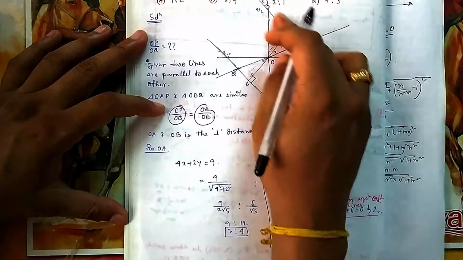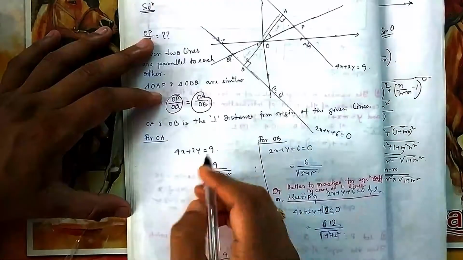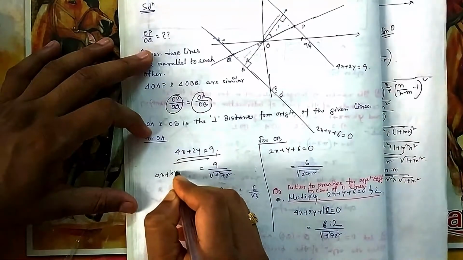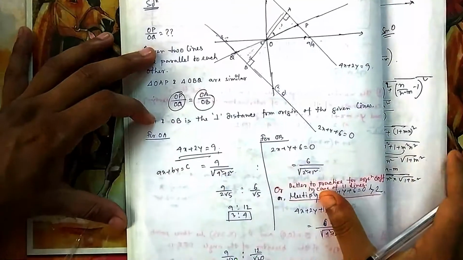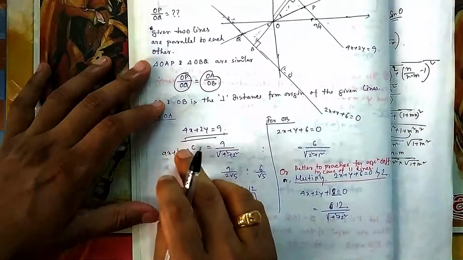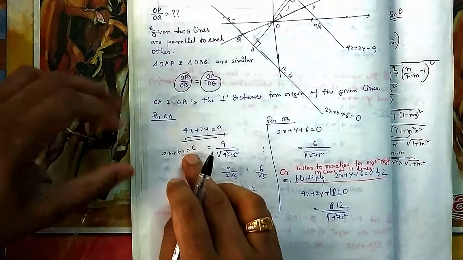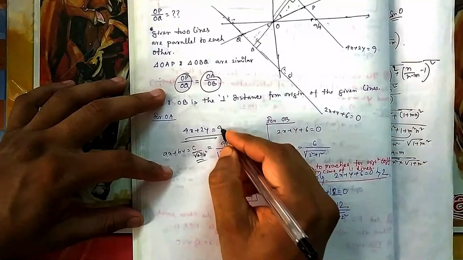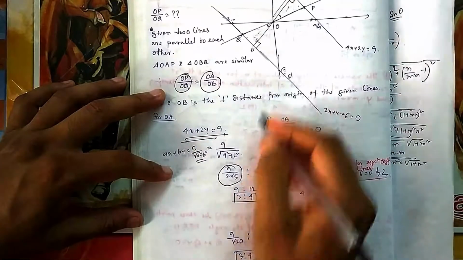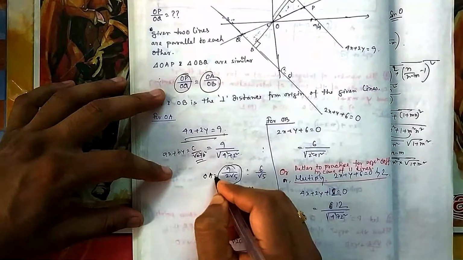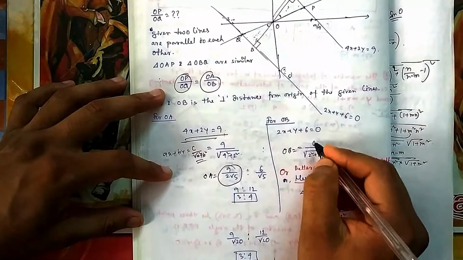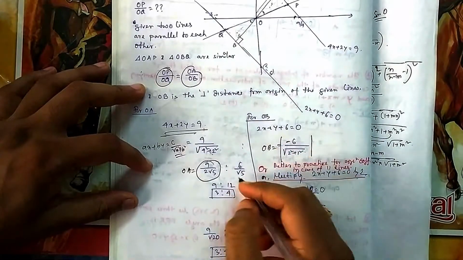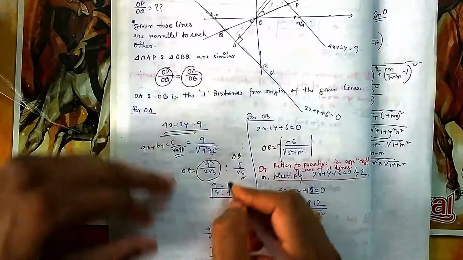Now what is OA? OA is the distance of this line from the origin. How to calculate the distance of this line? 9 divided by, you remember, that was C, the normal form. You see the application of normal form to find the distance. C divided by under root a square plus b square will give me the distance. This is the distance OA. And this is the distance OB. Again C divided by under root a square plus b square; minus we forgot because we take mod, it is the distance. So minus 6 divided by this will give me OB. So the ratio of these two will be 3:4.